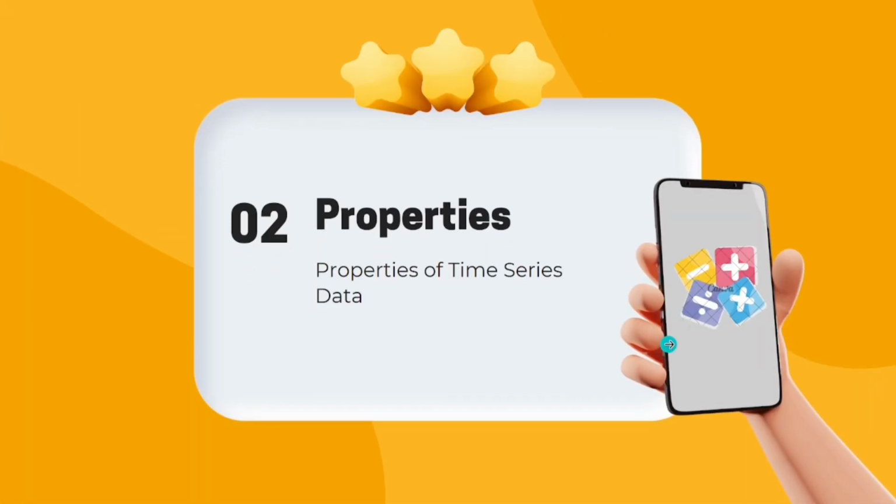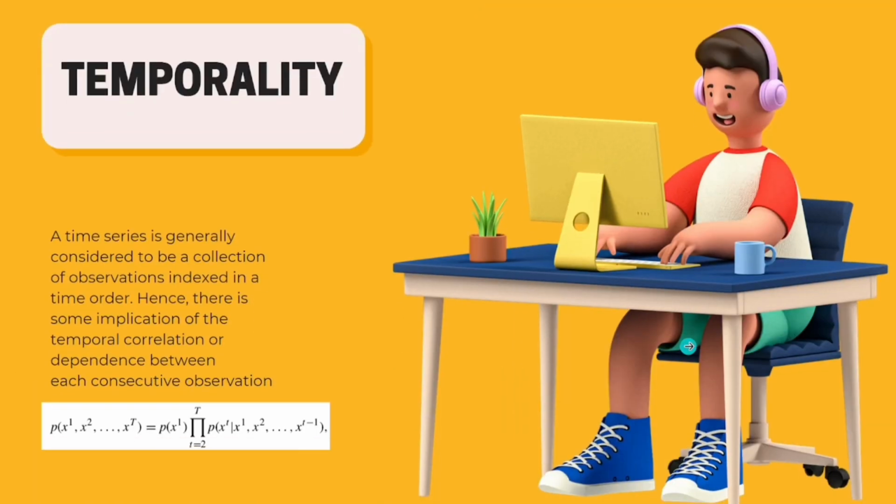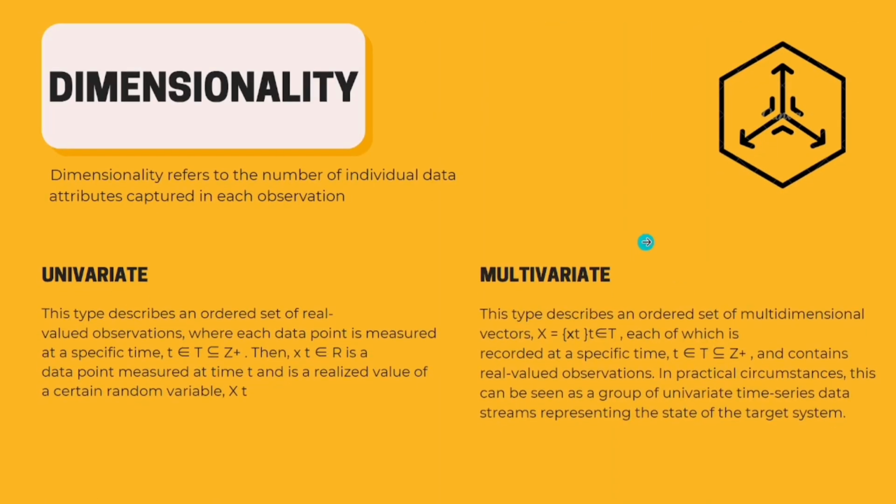Now we'll look into the properties of time series data. The first important property of time series data is temporality. A time series is generally considered to be a collection of observations indexed in time order, and so it is expected that every observation will depend on the previous observations. So this is the temporality property, that every observation depends on the previous observation, and thus there is a temporal dependence in the data. Then we come to dimensionality.